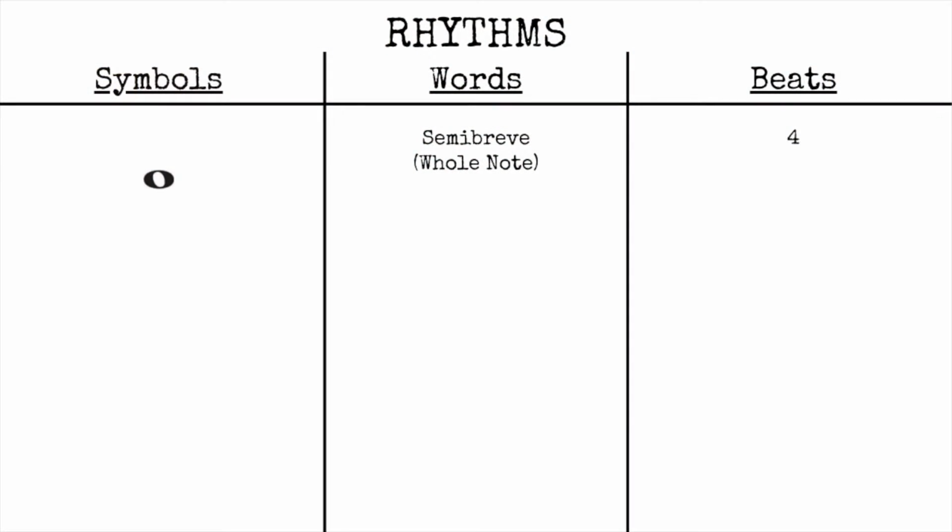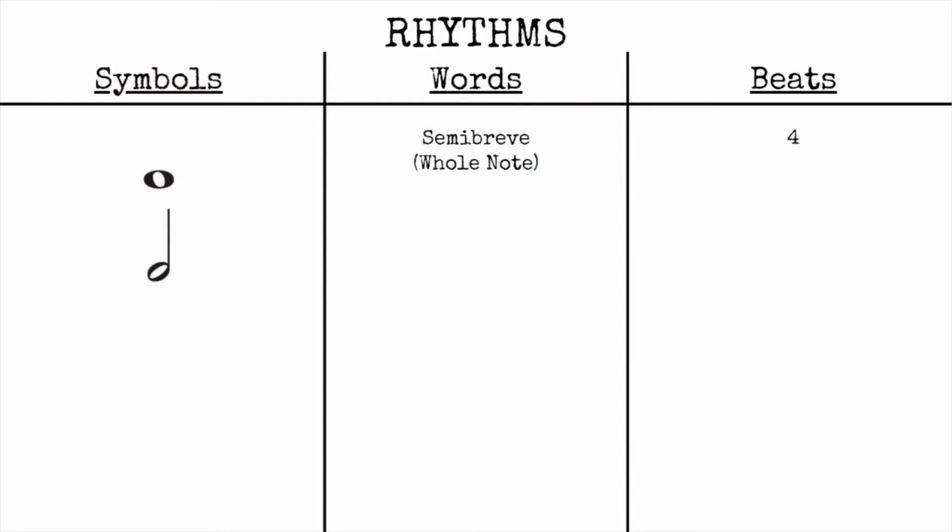So what we need to do in this symbol column is we need to draw the same circle underneath, but we need to change it somehow. So how we're going to do that, we're going to add in a stem. So there we go. That looks like a different type of rhythm now. Now, the word to describe this rhythm is called minim, and underneath in the brackets, we're going to call it a half note. And underneath the beats column, we're going to put the number 2. Okay, we're going to do 2 more.